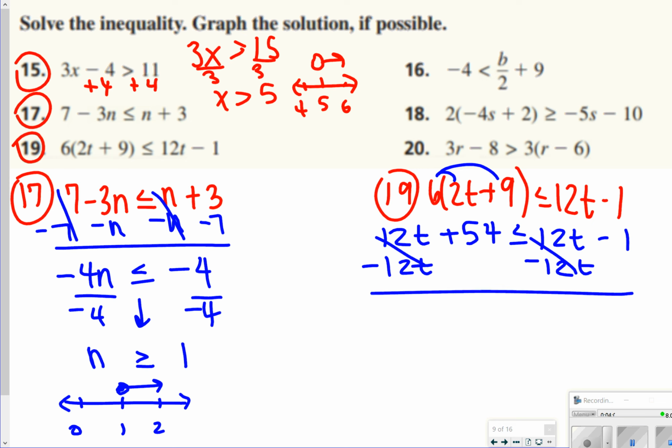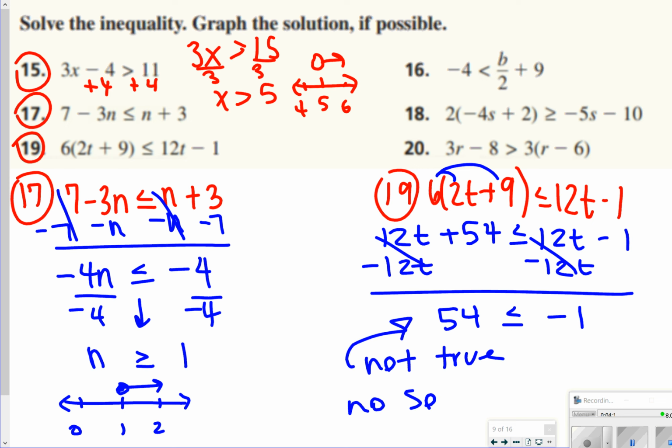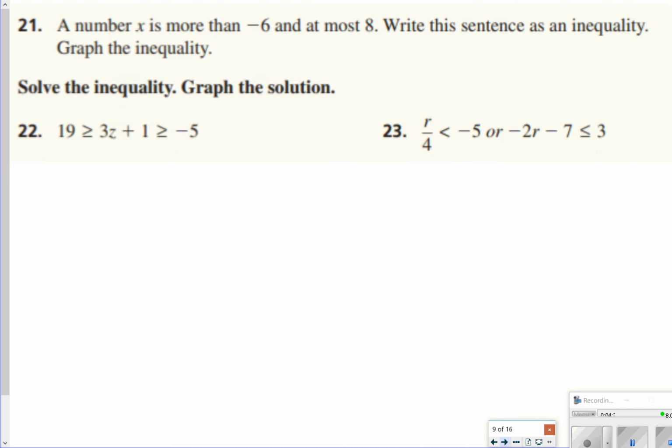And if you notice, it says 54 is less than or equal to negative 1. And so for this one, because this is not true, we're going to say no solution for number 19. Okay, going on to number 21, you're writing this one.